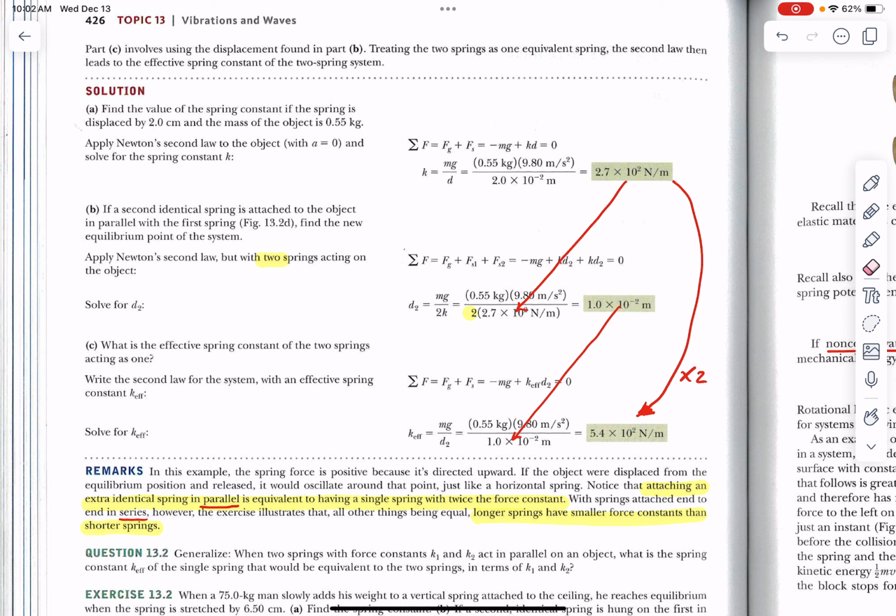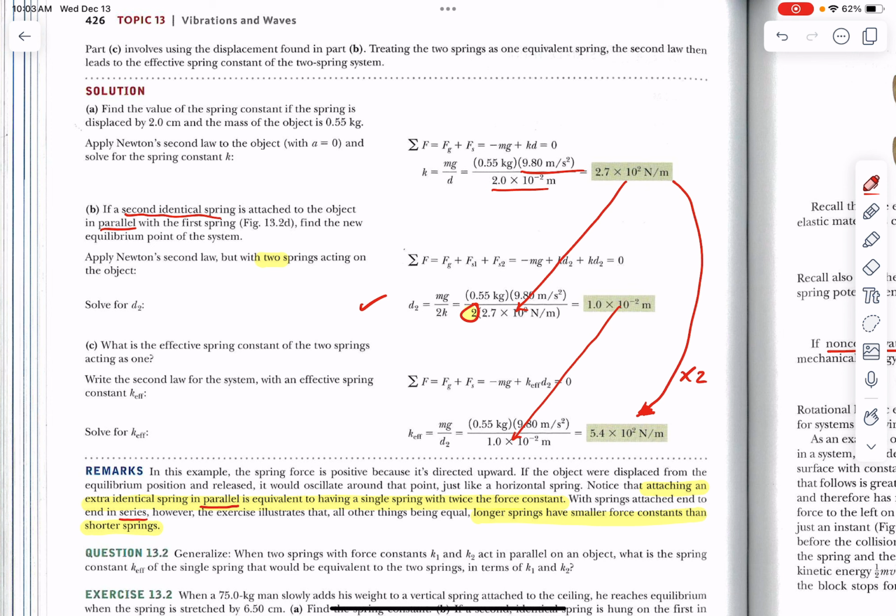In order to create the force, we've got to multiply 0.55 by 9.8 to get the force, because in this case we're talking about the weight of the spring. And here's my distance, and notice it's been converted to meters from centimeters. Then we can take this value that we get for the spring constant, and we can use it in part B down here. And here, if we have a second identical spring that's in parallel, that's where this number 2 comes from.